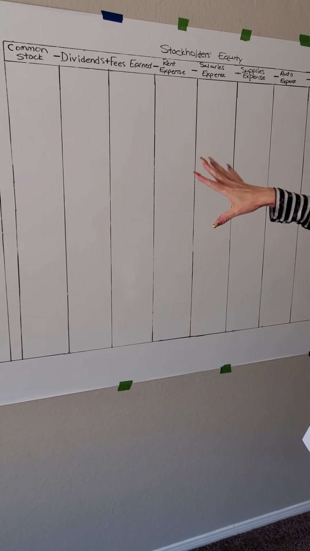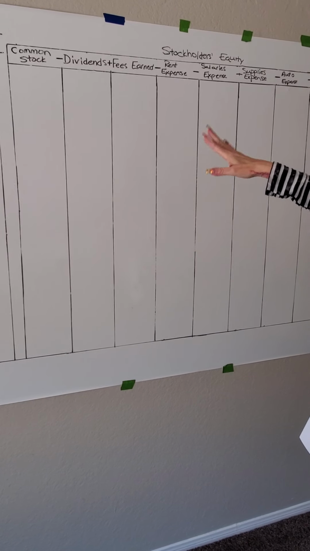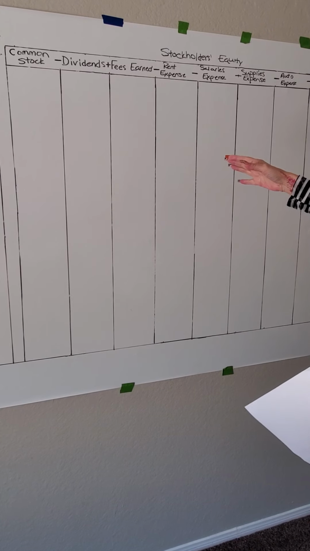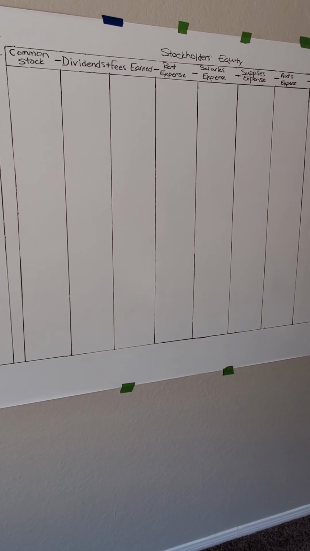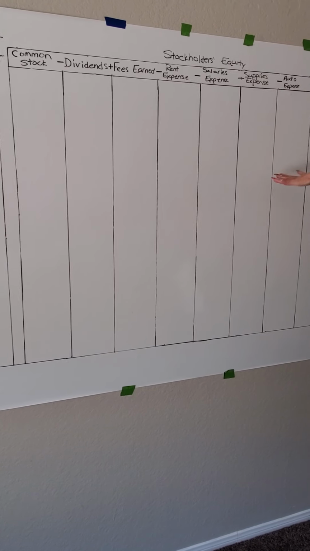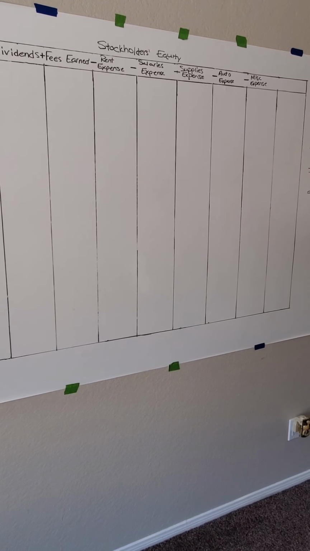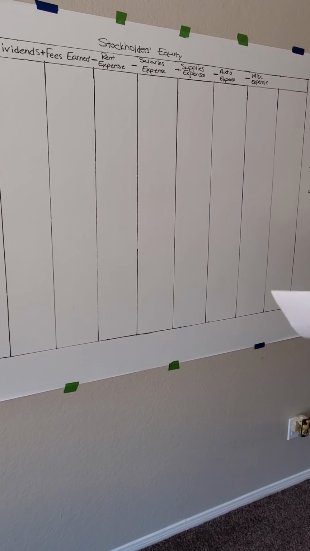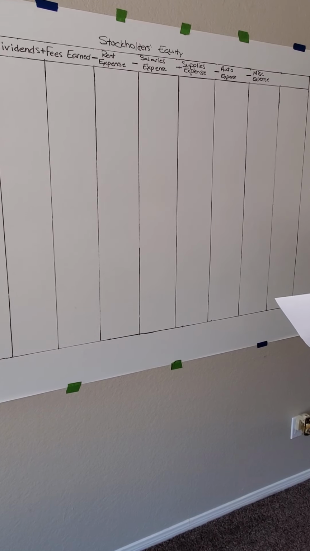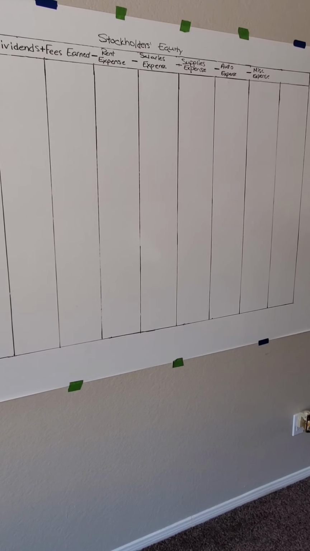Remember, those are the investments that people make in exchange for shares of stock. We've got dividends, amount paid to the owners. We've got fees earned. That's what we're in business to do, is to earn those fees. And then we've got rent expense, salaries expense, supplies expense, auto expense, and miscellaneous expenses. And then when we get into chapter 2, we're going to break this down a little bit more, and we won't be showing the revenue and expenses in the same grid. So that's some basics to get us started.